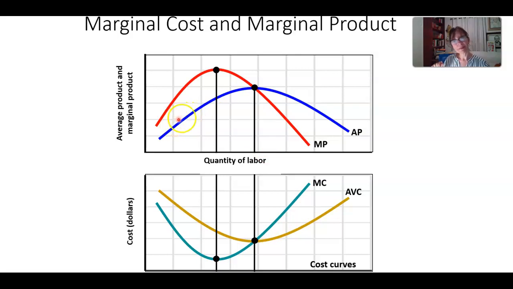Same thing is true here with the average product. This is our productivity, and that is captured in the average variable cost curve. So the marginal product curve and the marginal cost curve are related. If you're a manager, your job, of course, is to increase productivity. And when you increase productivity, you are reducing costs.